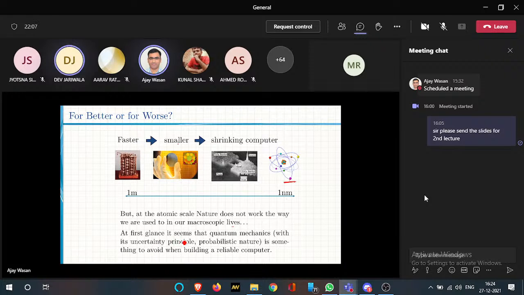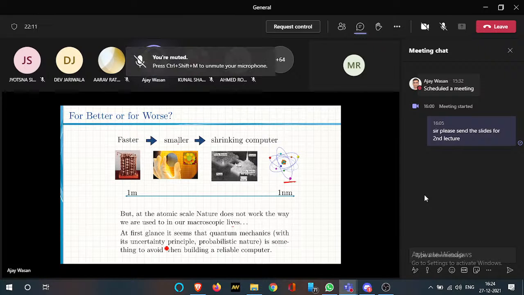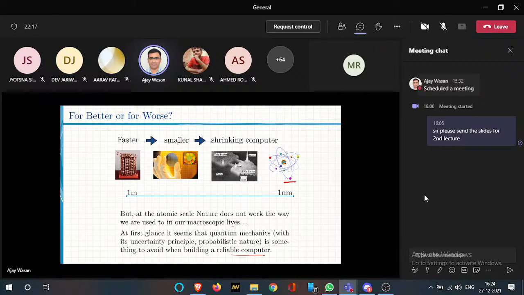So at first glance, it seems that quantum mechanics, with its uncertain, probabilistic nature, is something to avoid when building a reliable computer. So we are doing all this study. What problem can come? What is the probability of doing all these things? So those things are going on right now around the world.